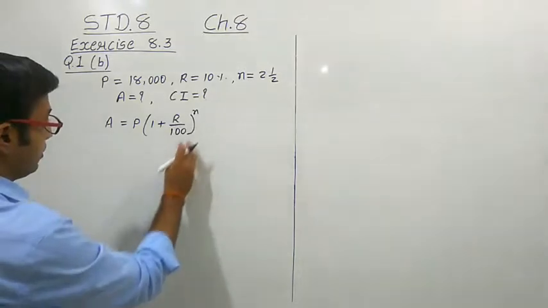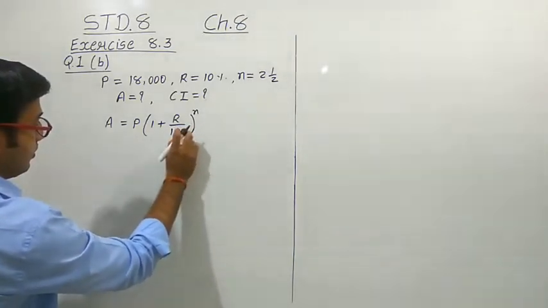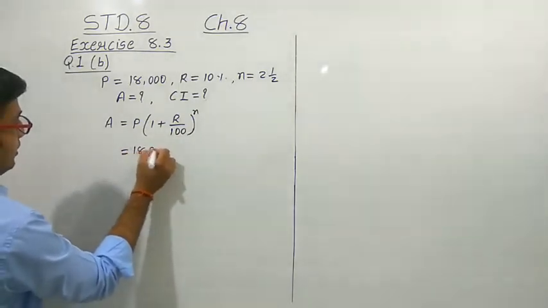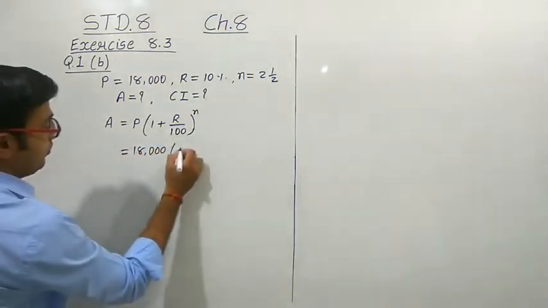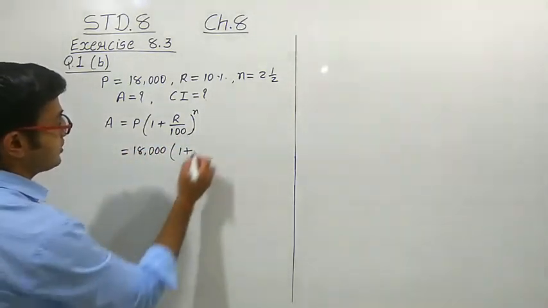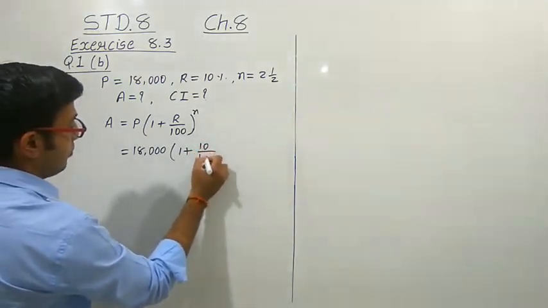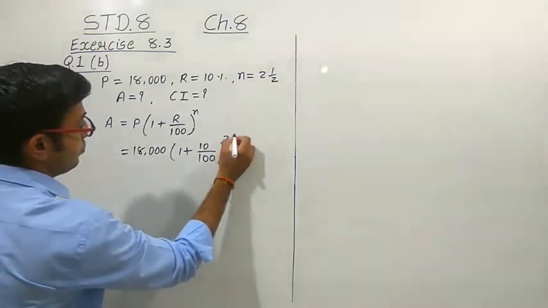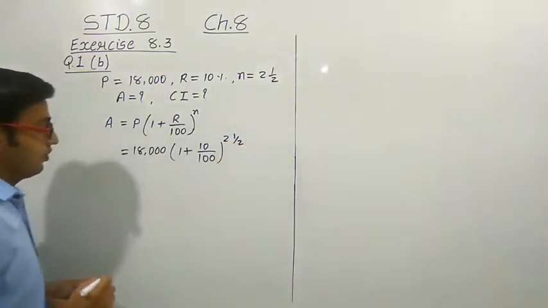Formula is A is equals to P 1 plus R upon 100 raised to power n. Okay, let us put down all the values. So we get the P is equals to 18,000. 1 plus, what is R? R is 10. 10 upon 100 raised to power is equals to 2.5.